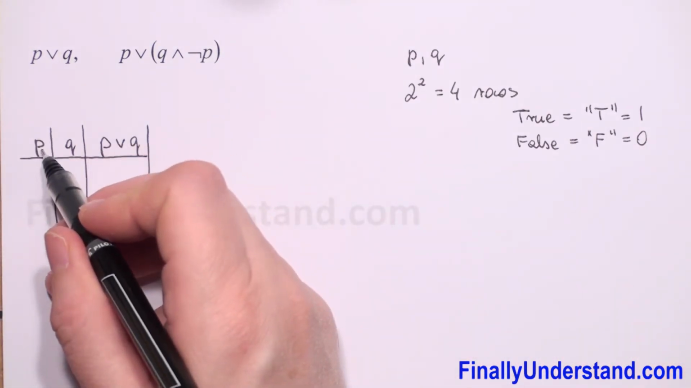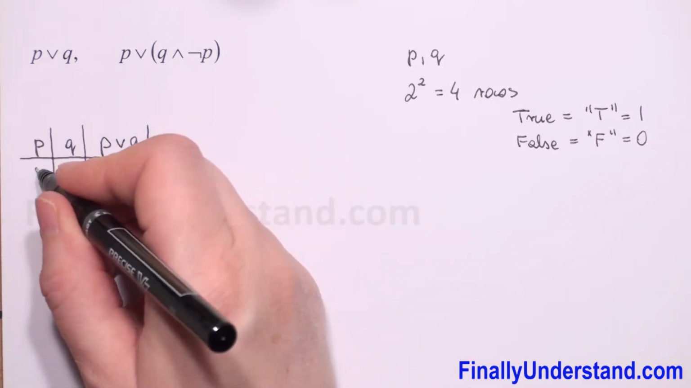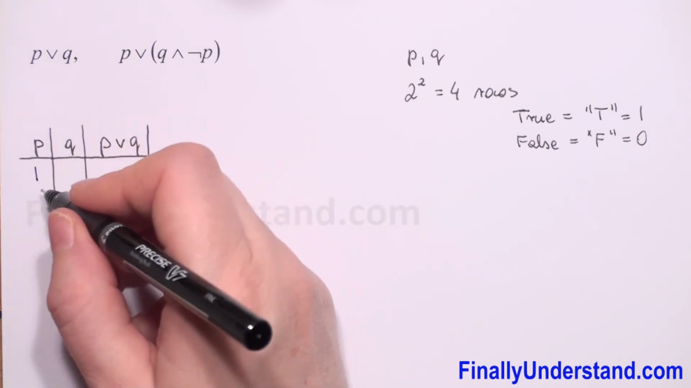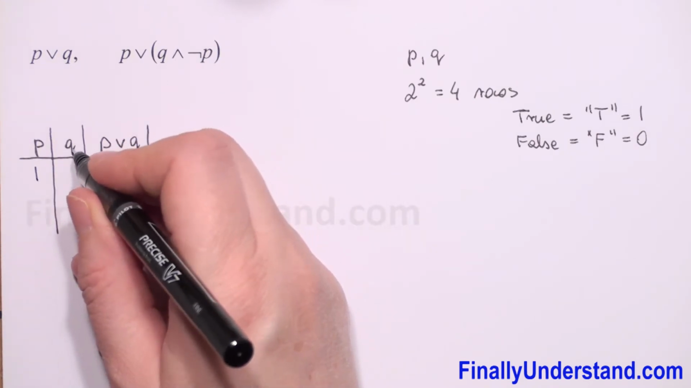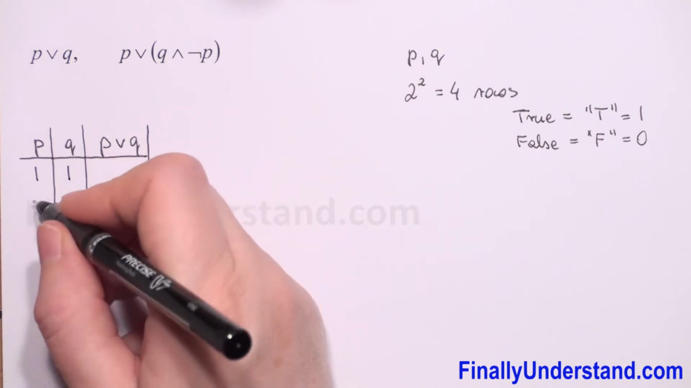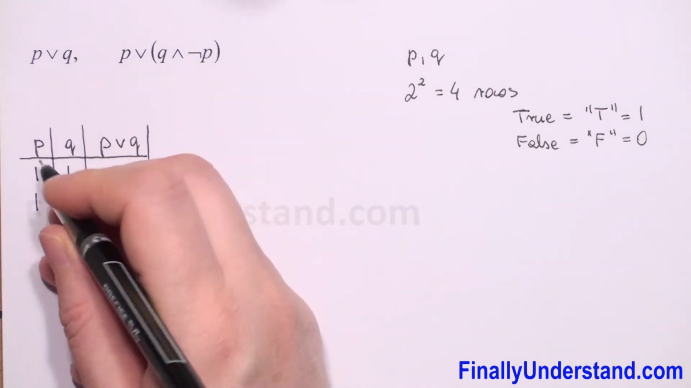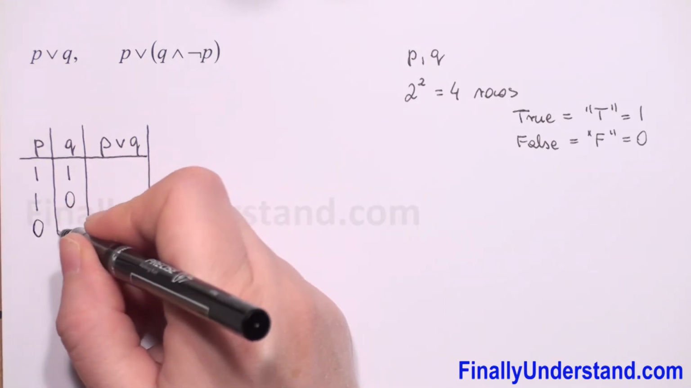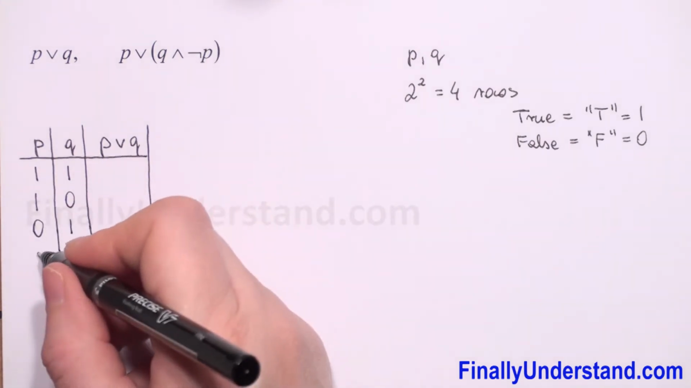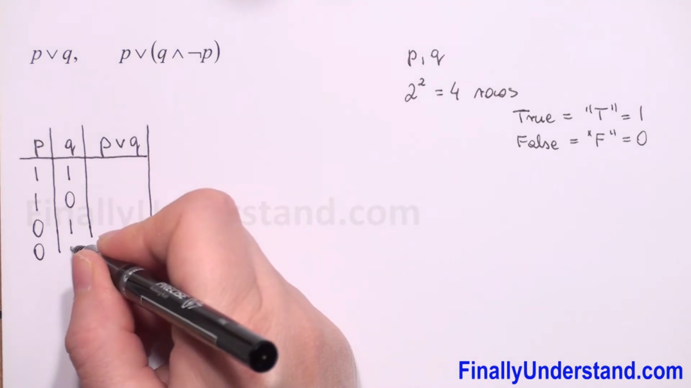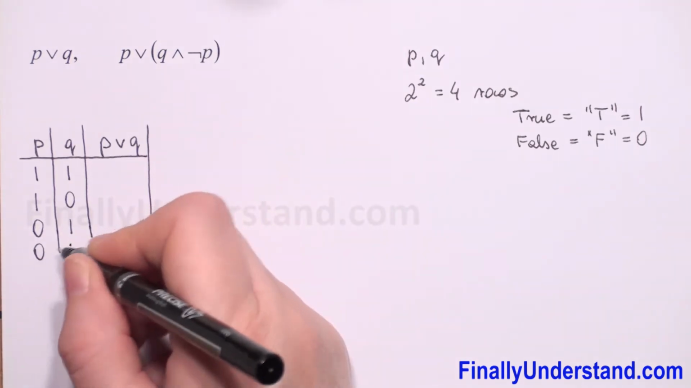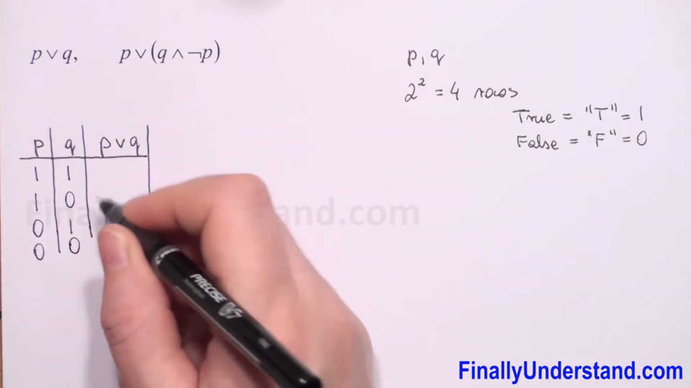So we can have that the simple statement P is true and the statement Q is true. Then P is true and Q is false, P is false and Q is true, and P is false and Q is false.